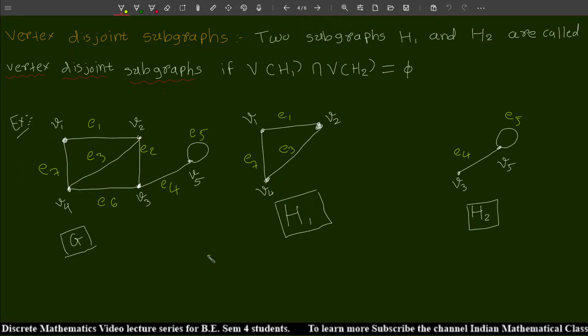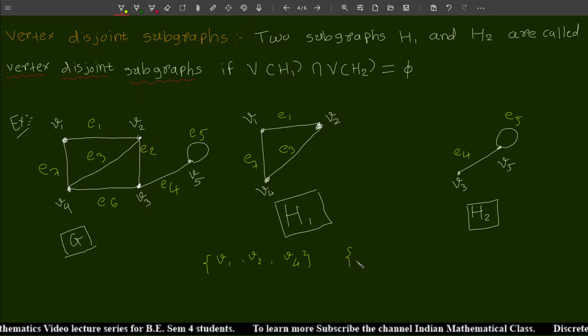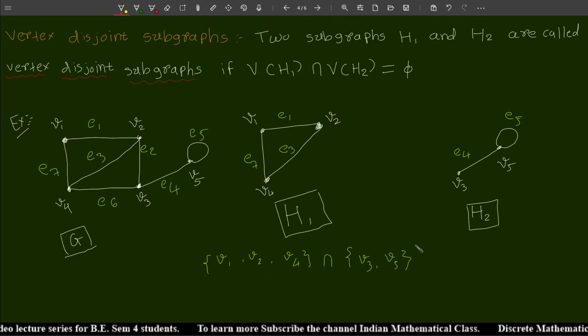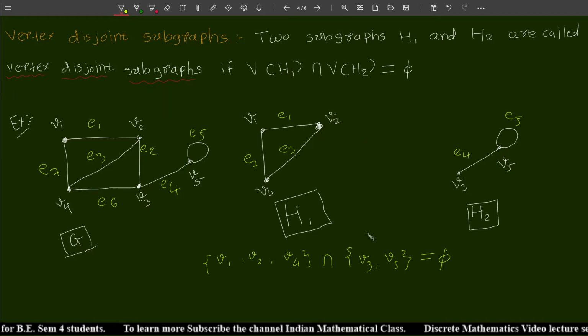Now the vertex set of H1 is V1, V2 and V4, and the vertex set of the subgraph H2 is V3 and V5. If I take the intersection of both these sets, I will get an empty set. Why? Because there is no vertex common between these two subgraphs. So the intersection will be an empty set, and by the definition of vertex disjoint subgraphs, these subgraphs H1 and H2 are vertex disjoint subgraphs.